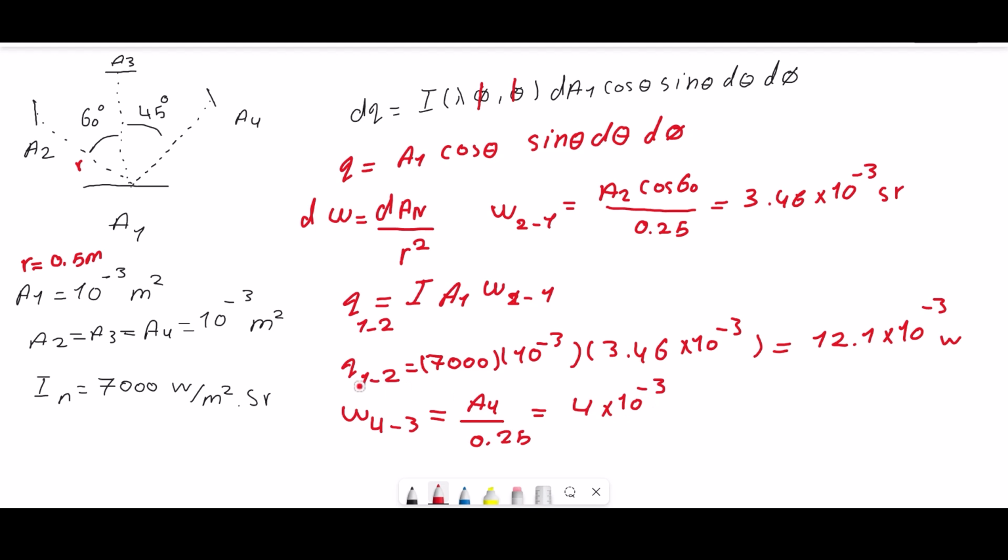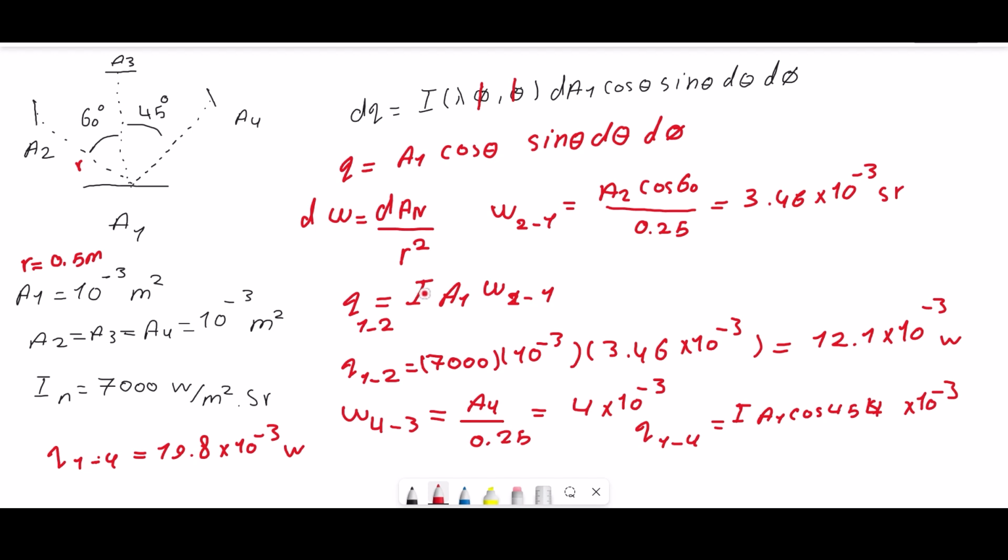And for calculating the rate of heat transfer, we can write Q14 is equal to I times A1 cosine of 45 times the omega, which is 4 times 10 to power minus 3. And Q14 will be equal to 19.8 times 10 to power minus 3 watts.